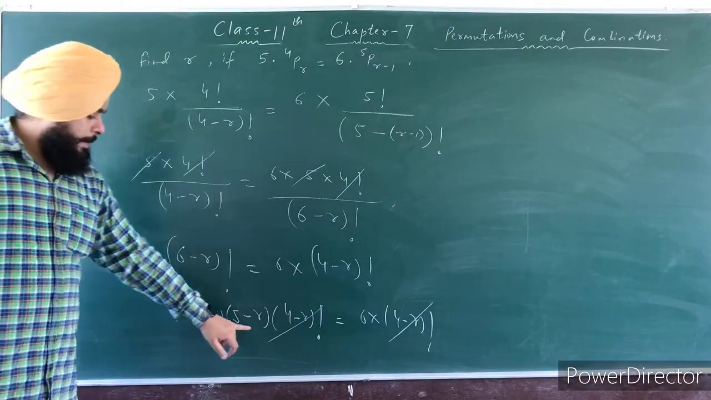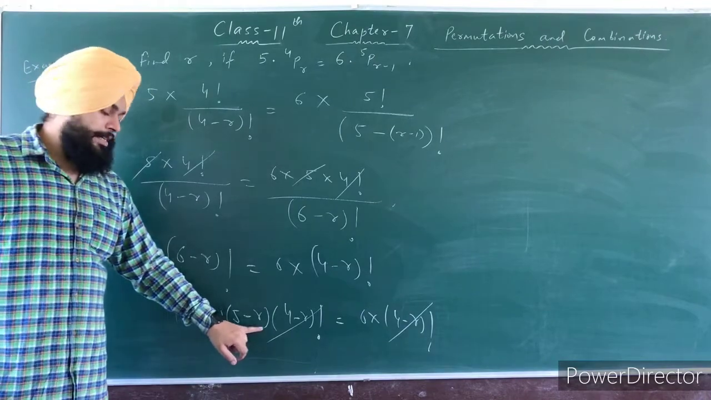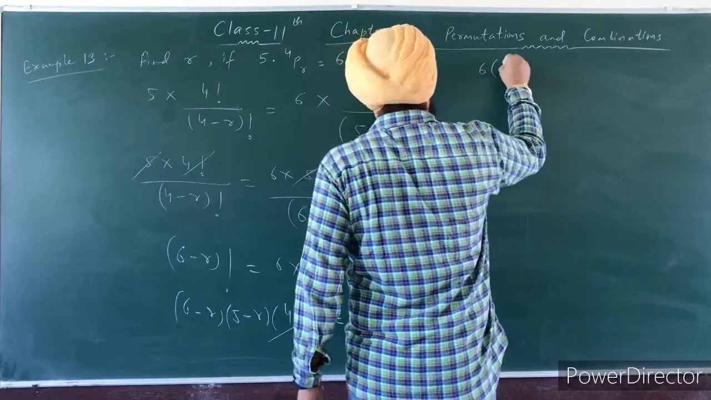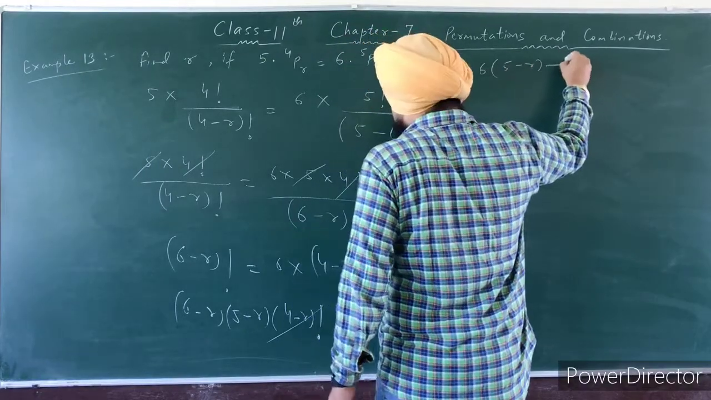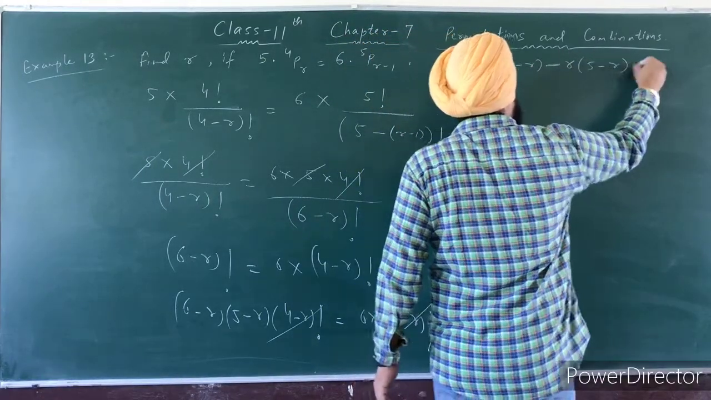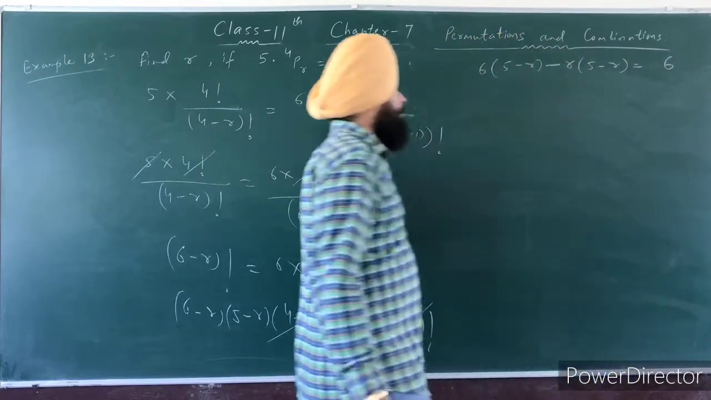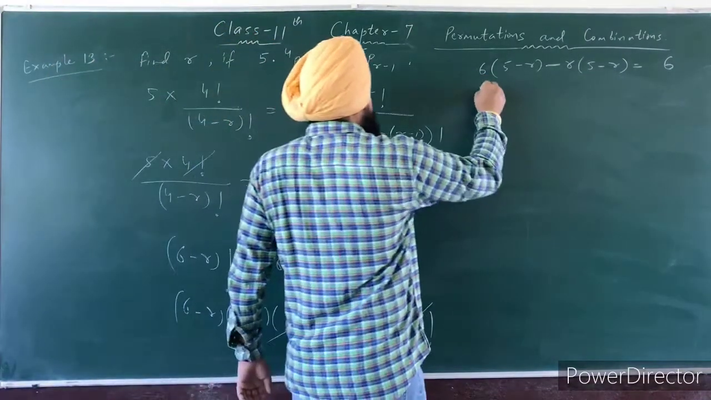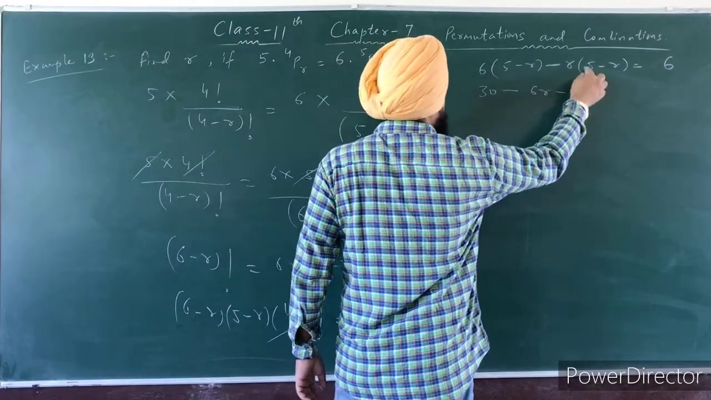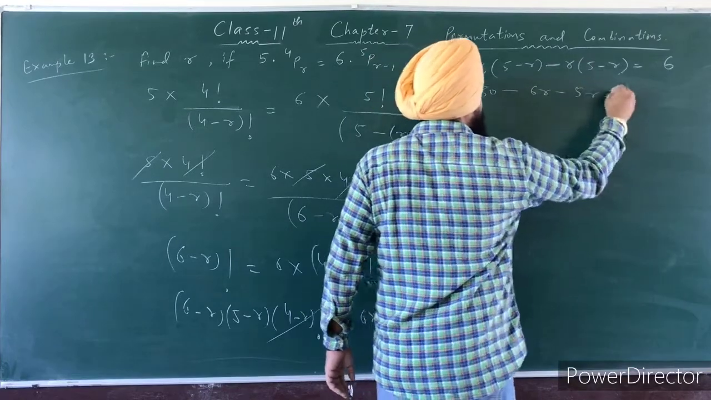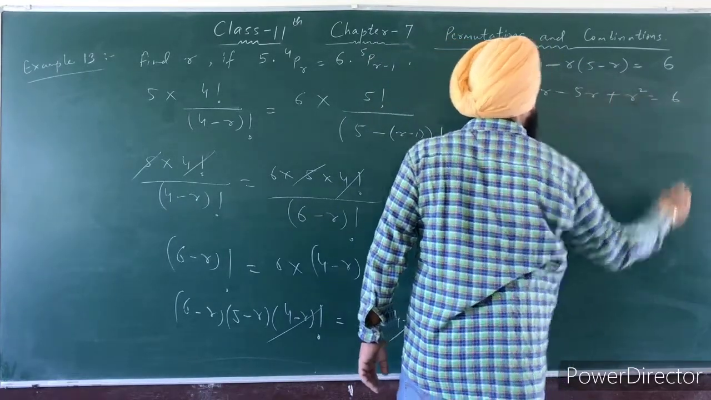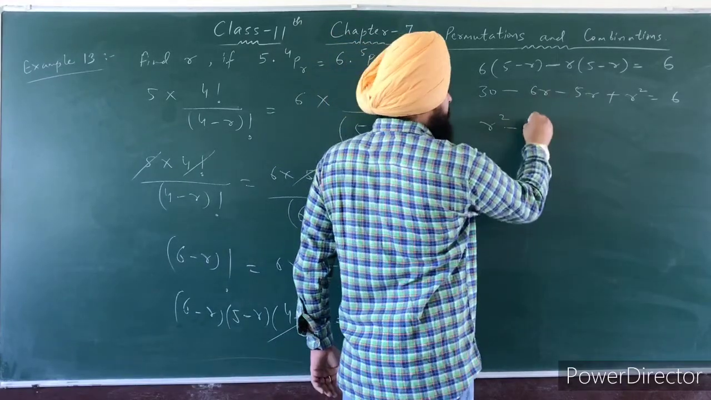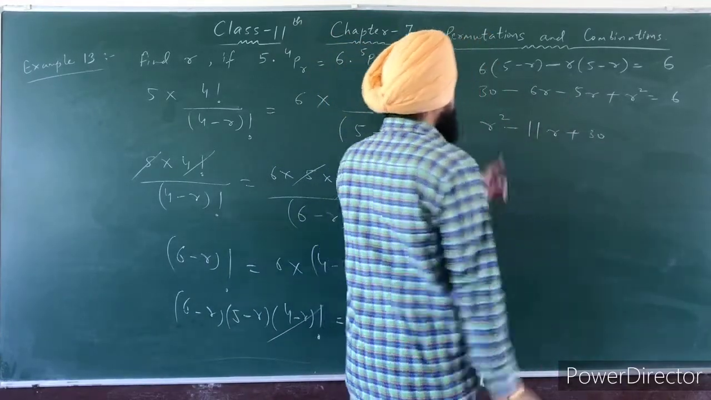Now you can open the brackets. (6 minus r) into (5 minus r). So what will we get? 6 into (5 minus r) minus r(5 minus r) is equal to 6. Alright. Now 6 5s are 30. 6 into r is 6r, 5 into r is 5r, minus minus plus r into r, or r square, minus 6r minus 5r. It is minus 11r plus 30.